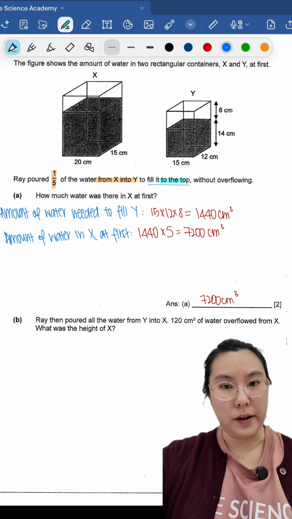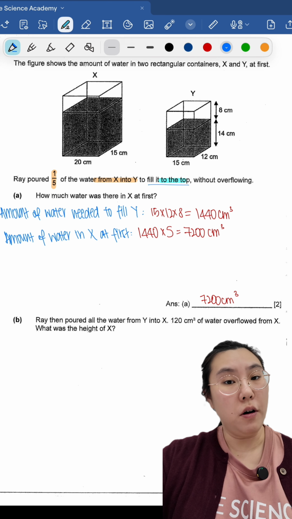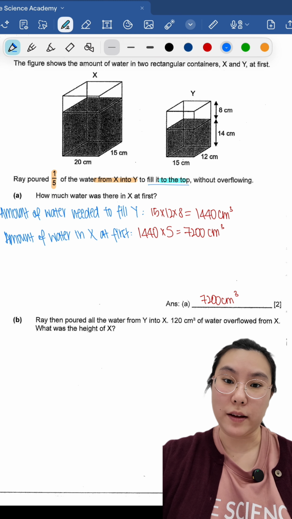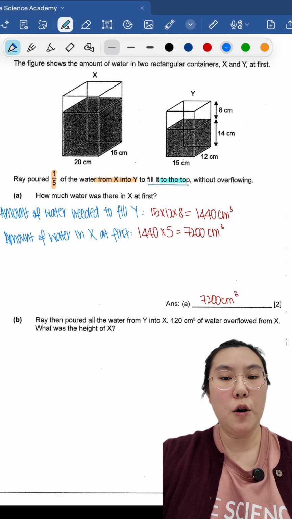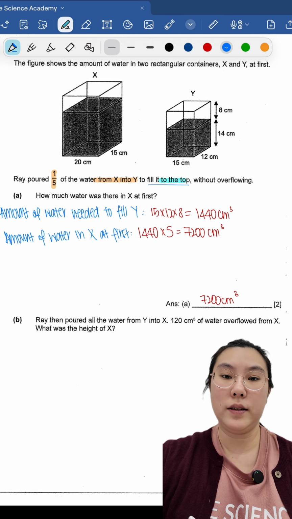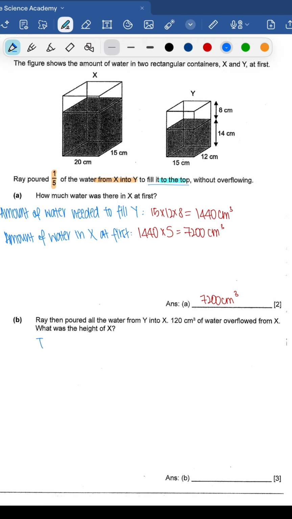Now let's take a look at part B. In part B, Ray poured all the water from Y into X. So let's just find out how much water there is in Y first. Right now, Y is completely full, so therefore just find the total volume of Y, which would be the length multiplied by breadth multiplied by the height.